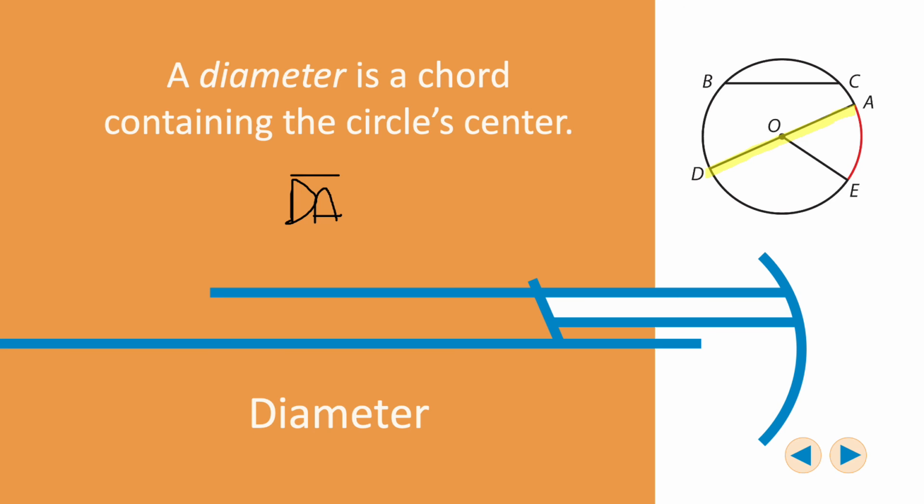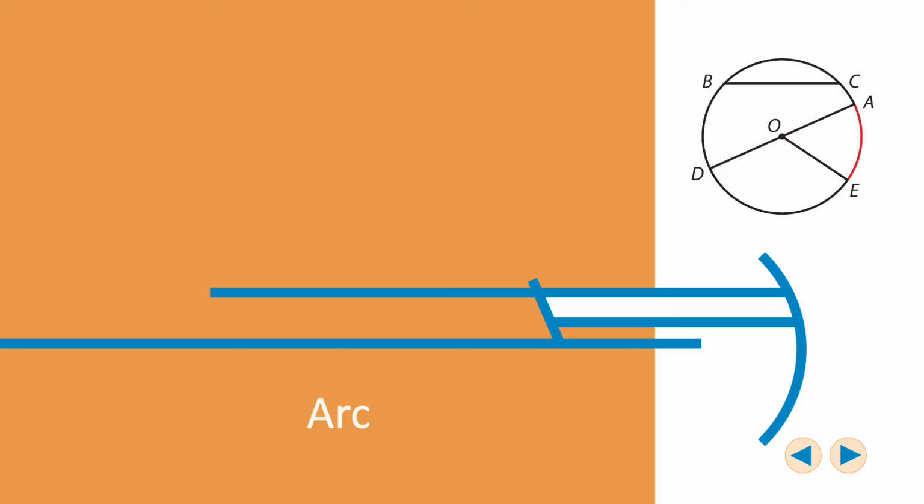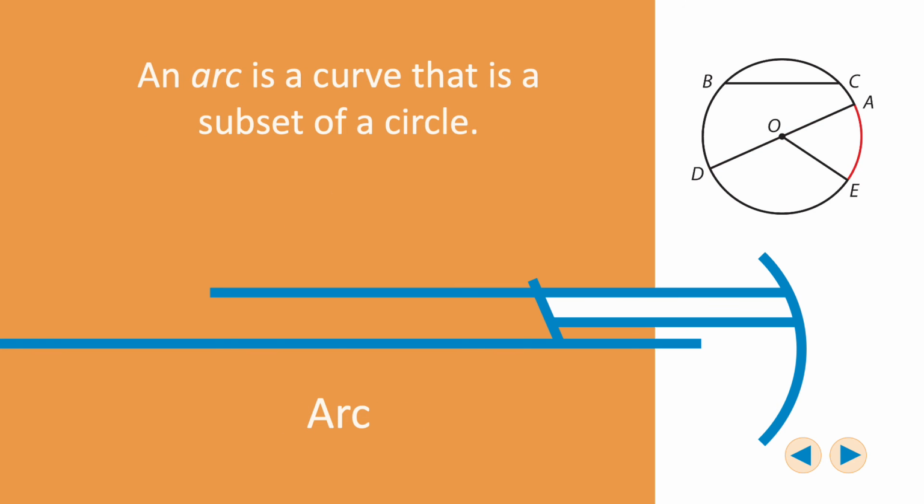Then we have one more. An arc is a curve that is a subset of a circle. So remember, this word subset means a part of. And so they've actually already highlighted it in red. They were really creative and used the same picture for all of the definitions. But that highlighted part in red, that's the arc AE. And I'm going to put an arc over it because it is not a line segment.